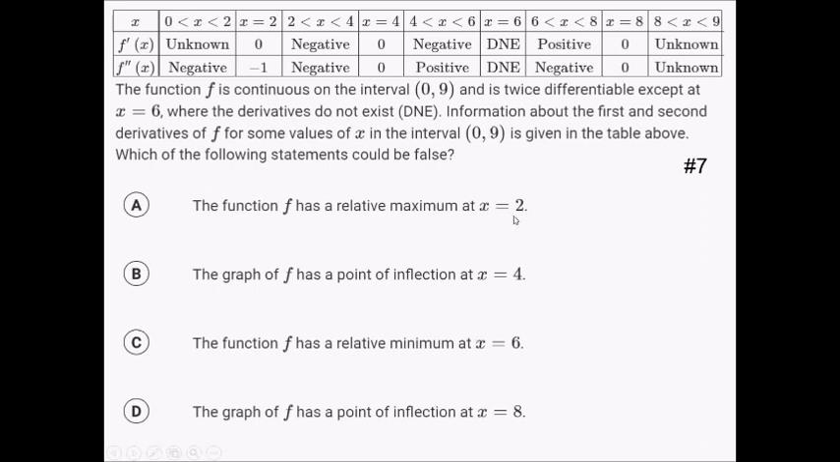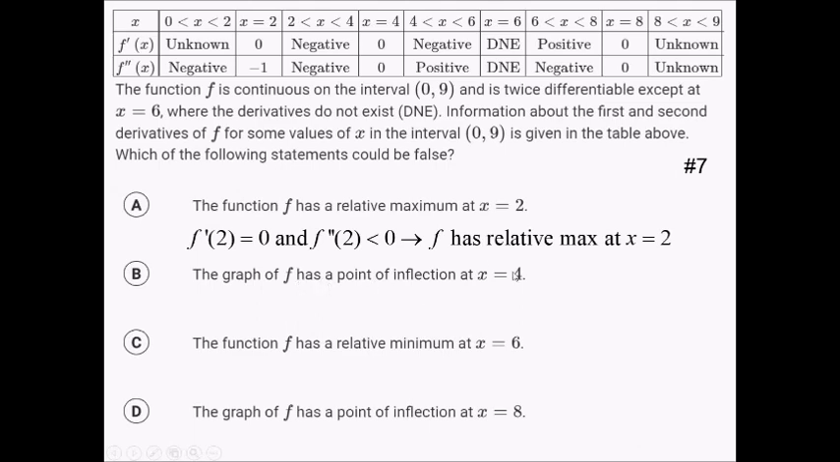All right, so let's go through each of them and see what's true and what doesn't have to be true. Statement A: function f has a relative max at x equals 2. Let's look at x equals 2 and see what's happening. We see that f prime of 2 is 0, and f double prime of 2 is negative 1, which is negative. Based off of the second derivative test, this means you have a relative max at x equals 2.